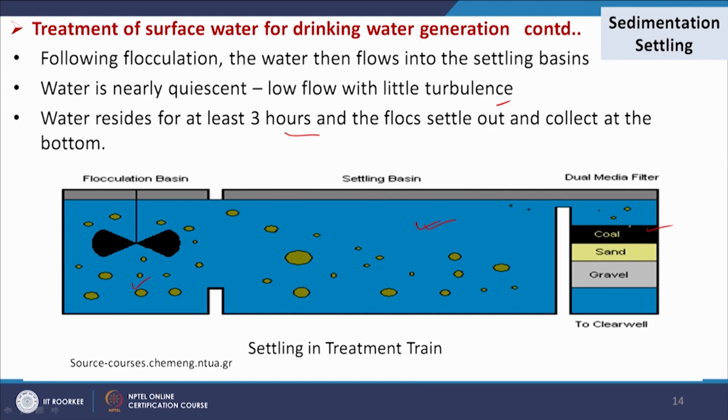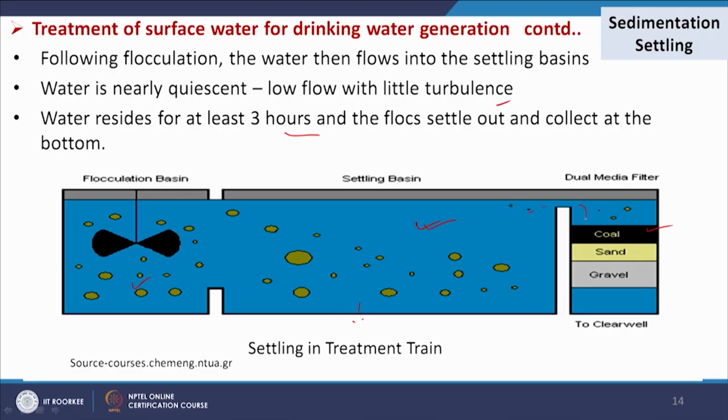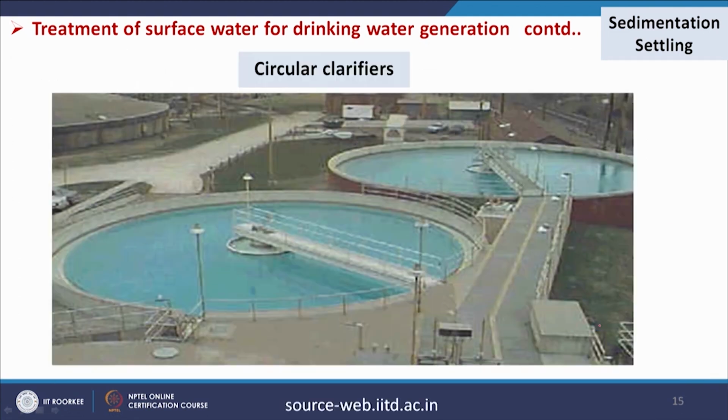Either we can use sand, or we can use multimedia or dual media filters. Here coal, sand and gravel are shown, that is your multimedia filter. So, this part is related to settling, so we provide more time. After addition of the coagulants and flocculants, we give some time for settling, so all solids are settled here. Then the liquid comes to this part where we have a sand filter or multimedia or dual media filter, and then we will get the pure water.